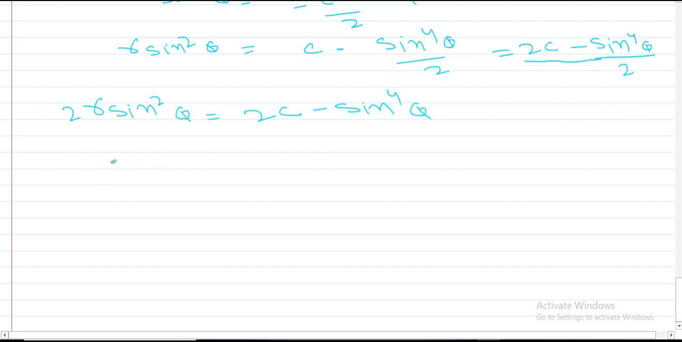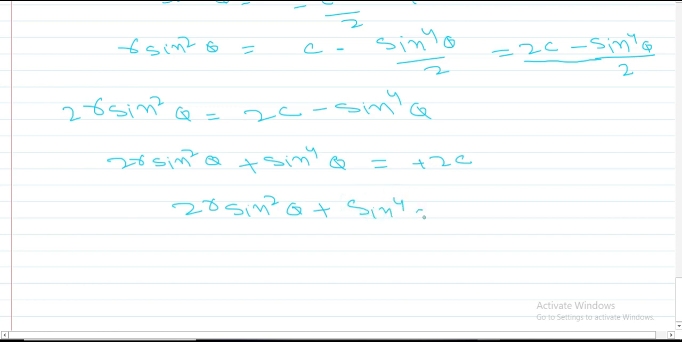Or we can write it as 2r sin square theta plus sin raised to the power 4 theta equal to plus 2c, or we can write it as 2r sin square theta plus sin raised to the power 4 theta minus 2c equal to 0, or 2r sin square theta plus sin raised to the power 4 theta plus a equal to 0, where a is equal to minus 2c, right?